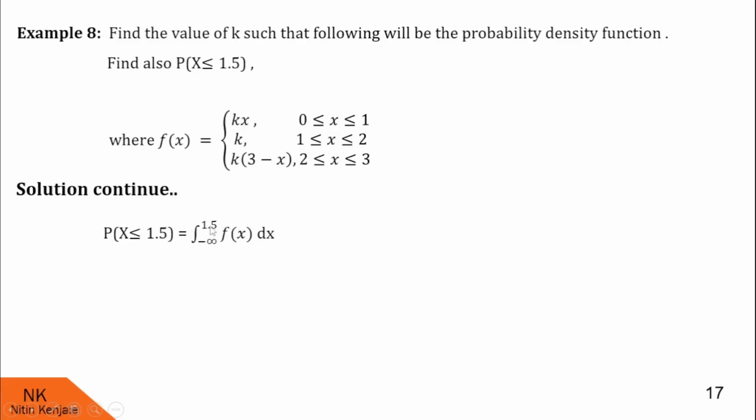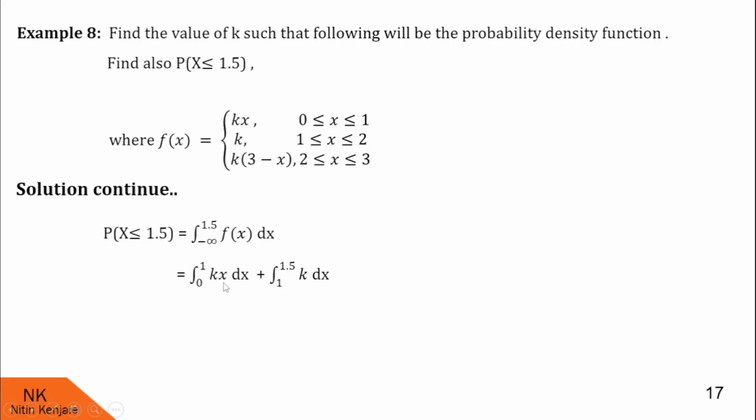From minus infinity to 1.5, x is partitioned into two parts, 0 to 1 and 1 to 1.5. So we split this integral into two parts, 0 to 1 and 1 to 1.5, and we substitute the corresponding value of f of x over here and here. In 0, 1, f of x takes value kx, and in 1, 1.5, f of x takes value k. We have already found what k is, so we substitute it over here.